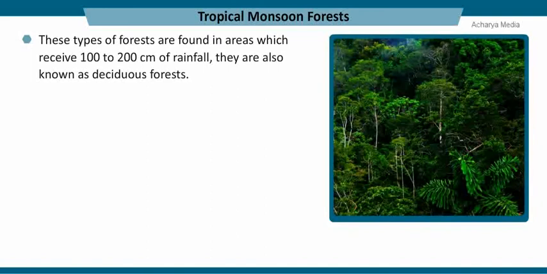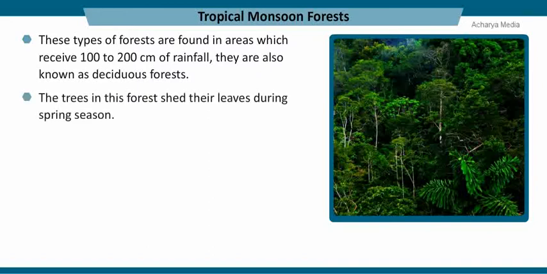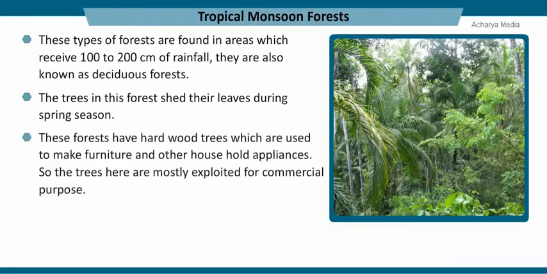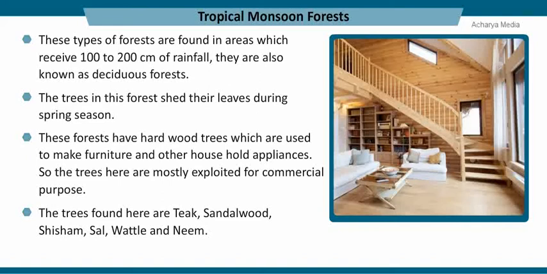Tropical monsoon forests. These types of forests are found in areas which receive 100 to 200 cm of rainfall. They are also known as deciduous forests. The trees in this forest shed their leaves during spring season. These forests have hardwood trees which are used to make furniture and other household appliances. So the trees here are mostly exploited for commercial purposes. The trees found here are teak, sandalwood, shisham, sal, wattle and neem.